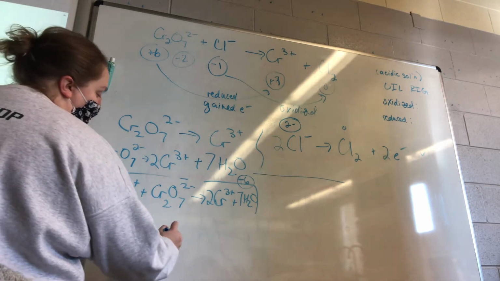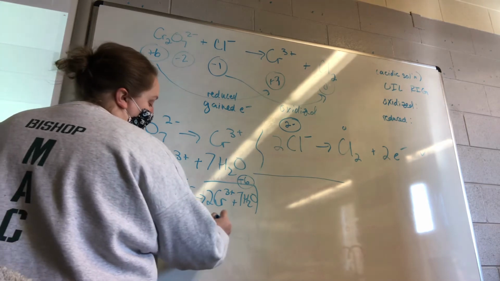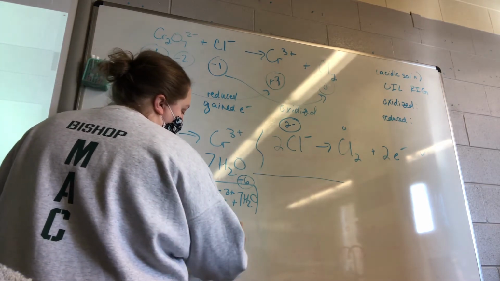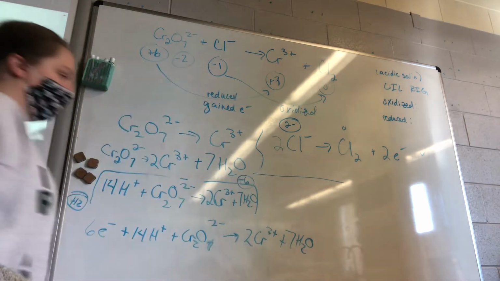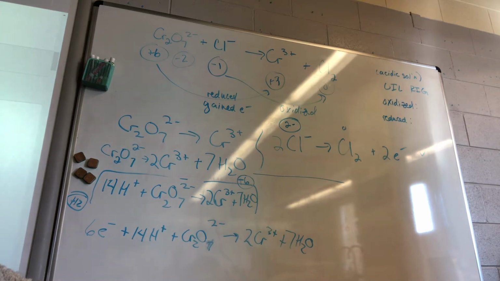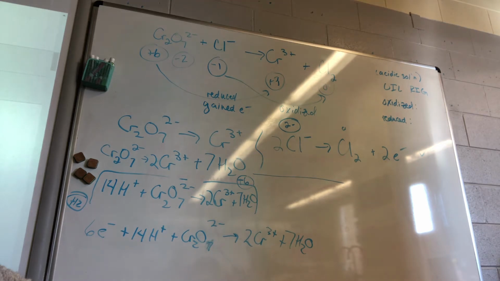Write it out again. That's my balanced half reaction for that chromium compound. What next? Multiply usually. We want to multiply to get our electrons in both reactions to be the same number. So in my one reaction I have 6, and the other I have 2. So I can just multiply that other reaction by 3 to get it up to 6. Right? So we're going to multiply this one by 3.